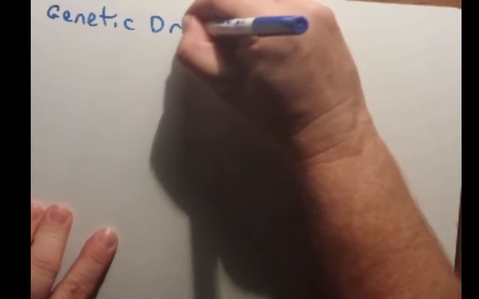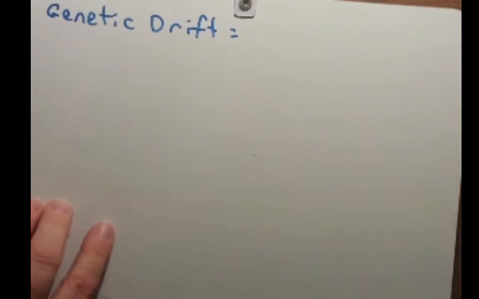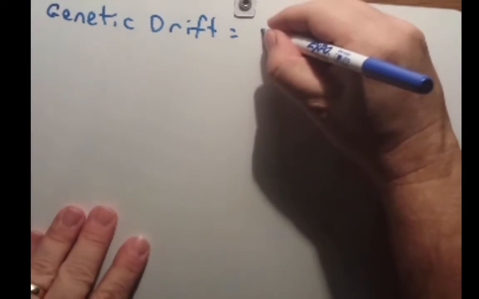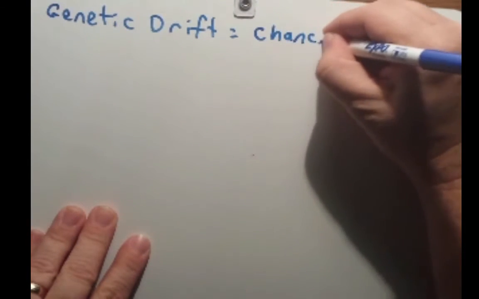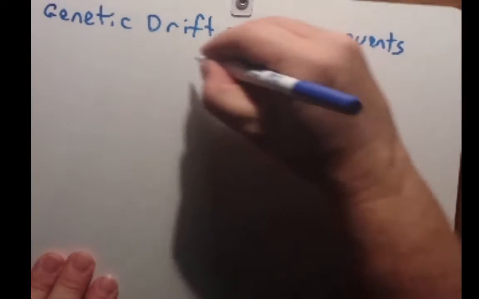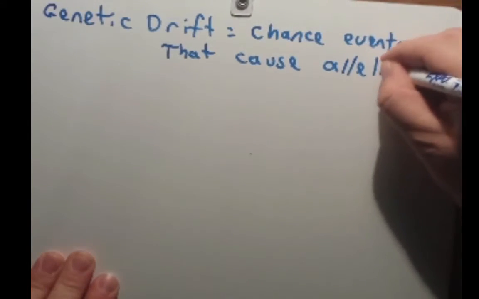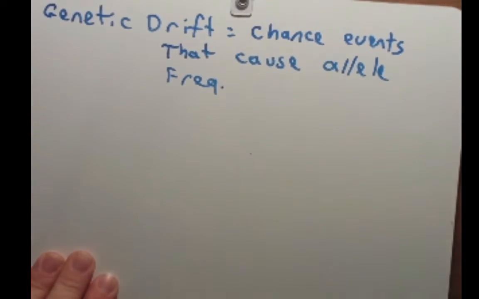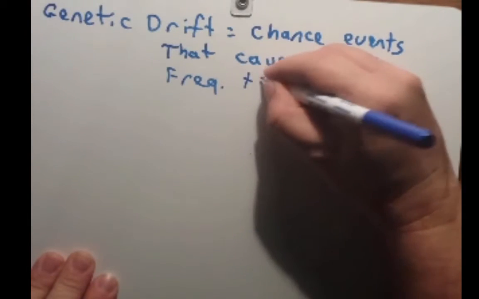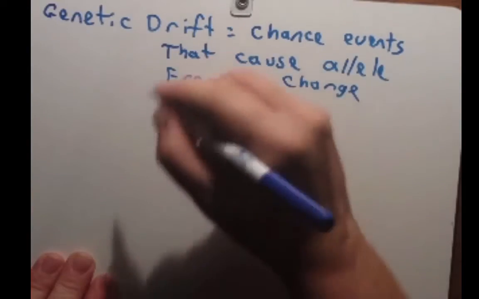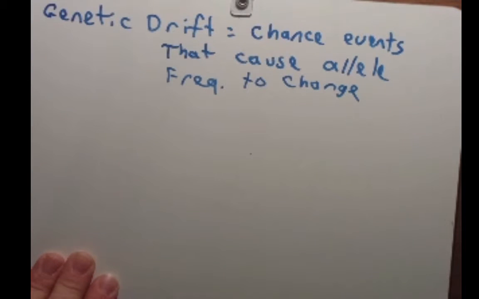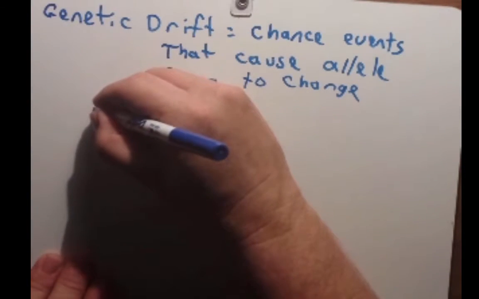So to remind you what the definition of genetic drift is, let's write that here. And remember, genetic drift is defined as chance events that cause allele frequency to change. Genetic drift has a greater impact on smaller populations. So let's write that here.